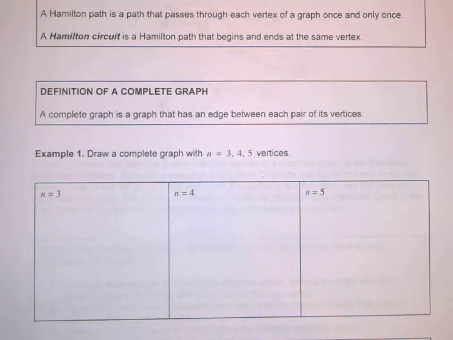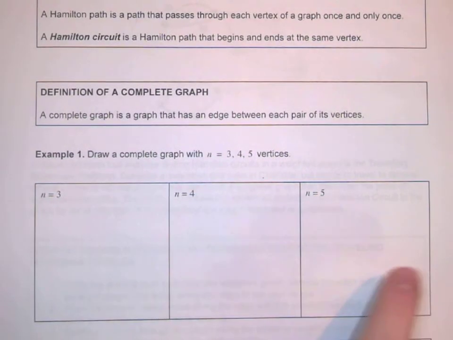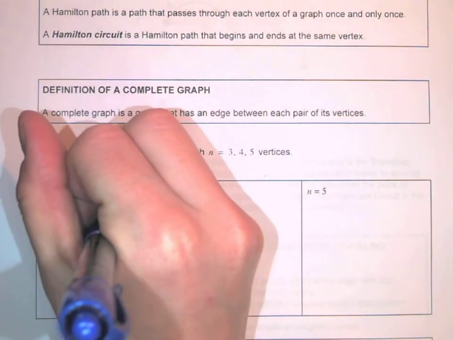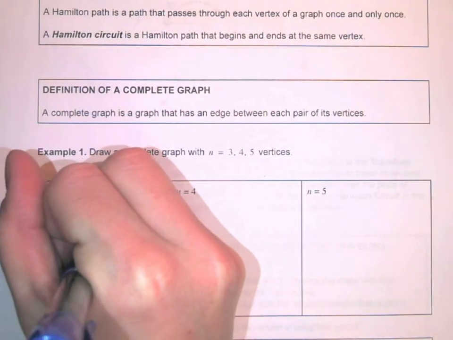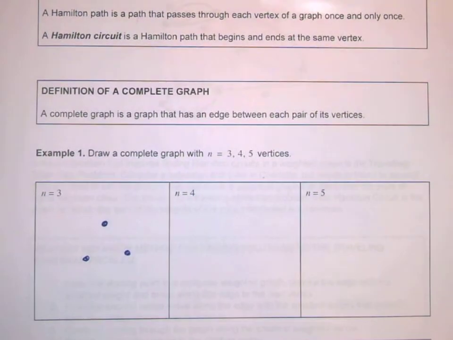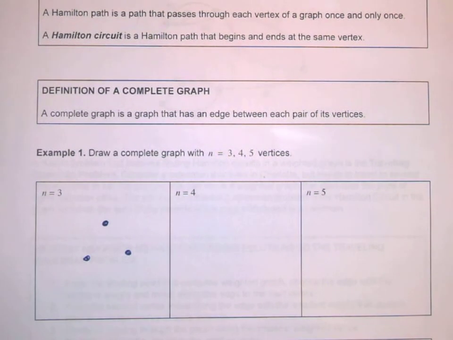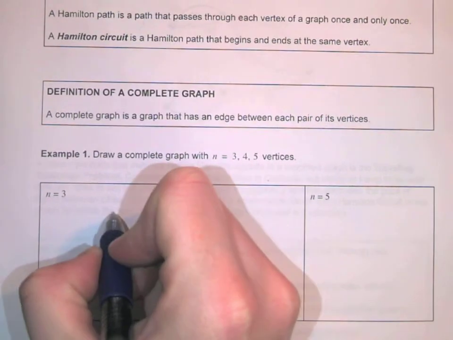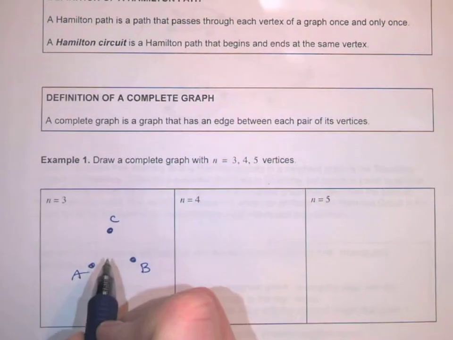In this first example, we want to draw complete graphs with n equals 3, n equals 4, and n equals 5 vertices. So first, I'll draw my 3 vertices in. So we need edges to connect each vertex to every other vertex. So I'm going to label them just to make things a little clearer here.